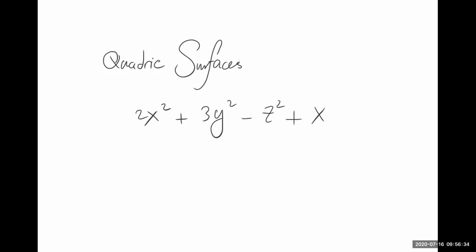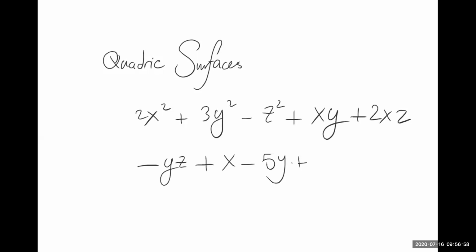For example, they have x, y. The degree of this term is also 2. The degree of x is 1, degree of y is 1, degree of x, y is 2. They have, for example, an x, z term, a y, z term. And they might have terms in x, y, z and a constant. This is the general form of a quadric equation in space. We like to see what geometric object this presents.